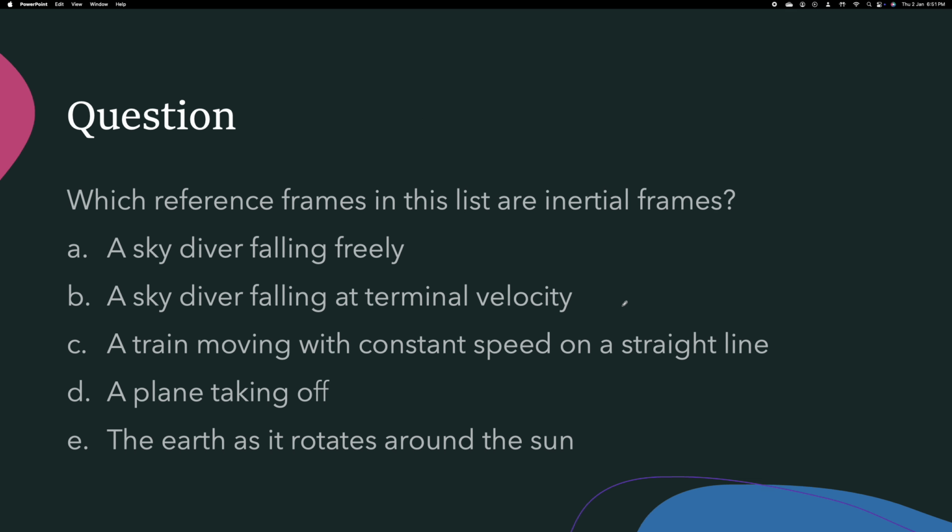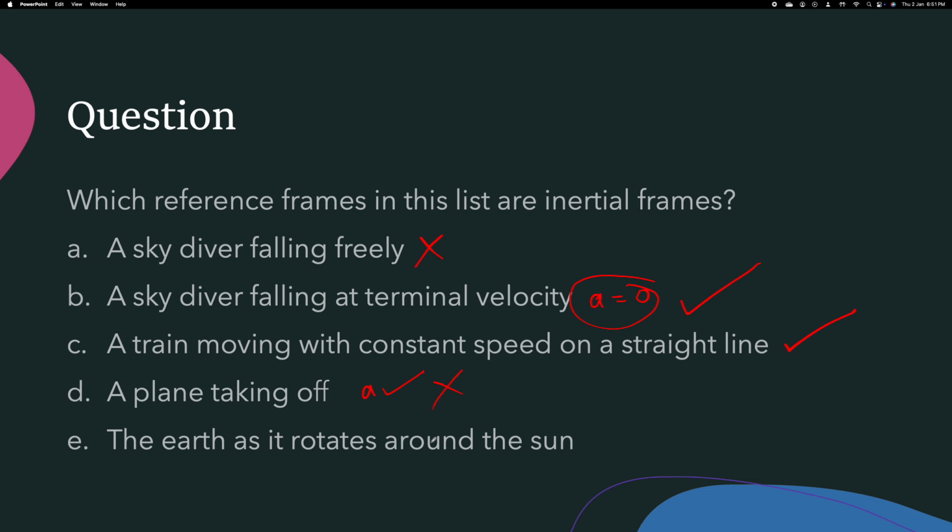Now let's talk about this question here. Which reference frames in this list are inertial frames of reference? When you answer this, remember that a frame of reference where the particles accelerate is called non-inertial, and a frame of reference where the particles do not accelerate is called an inertial frame. A skydiver falling freely is obviously accelerating, hence not an inertial frame. A skydiver falling at terminal velocity means acceleration zero, therefore yes, inertial frame. A train moving at constant speed, yes. A plane taking off is accelerating, therefore no, it is not an inertial frame.